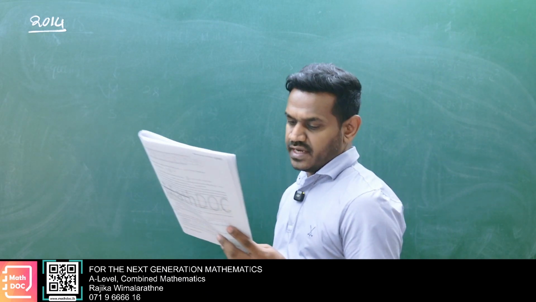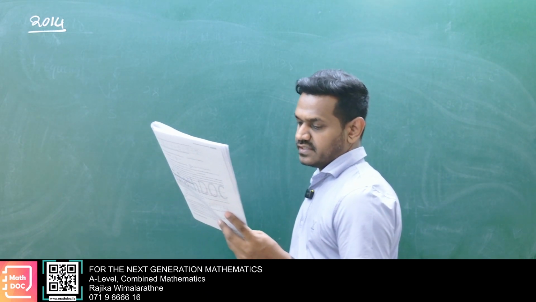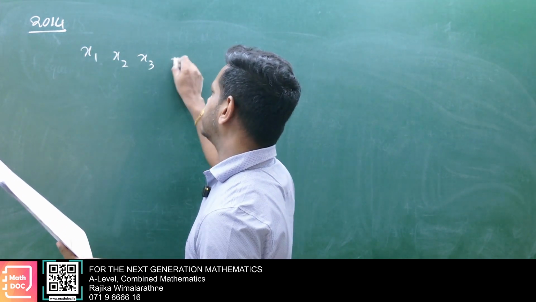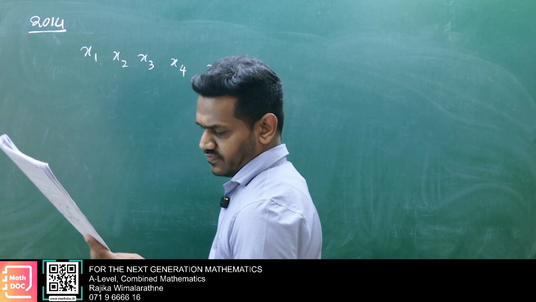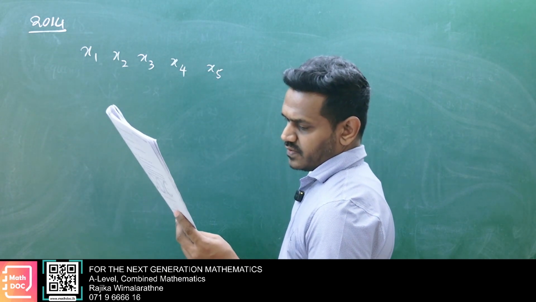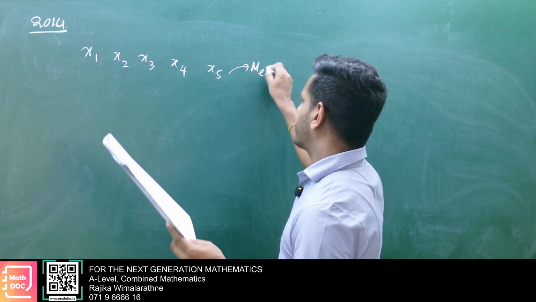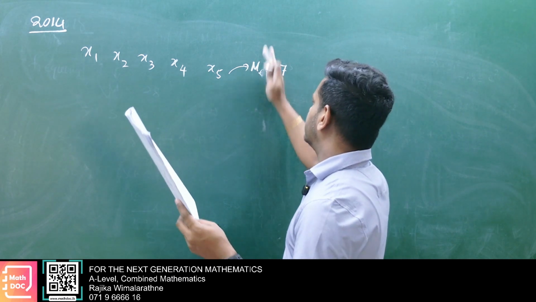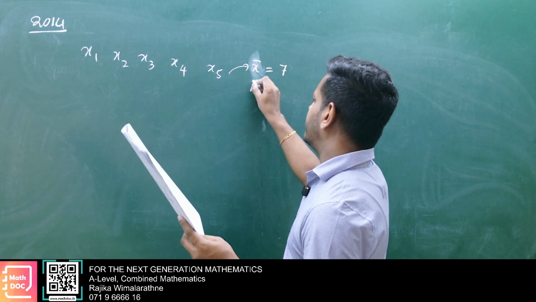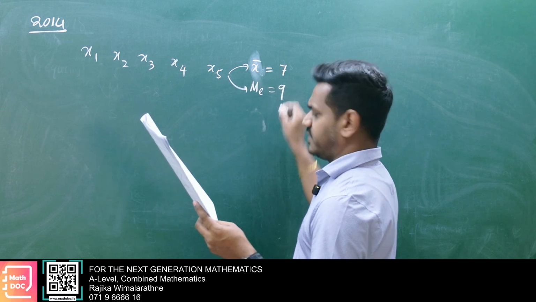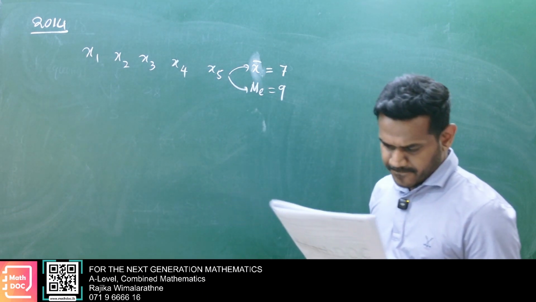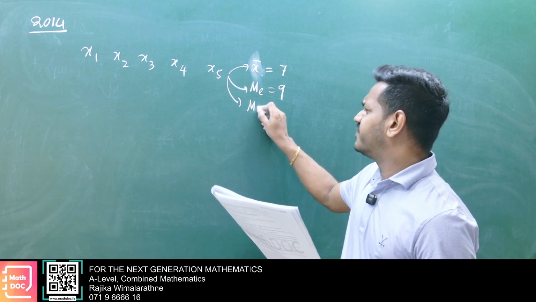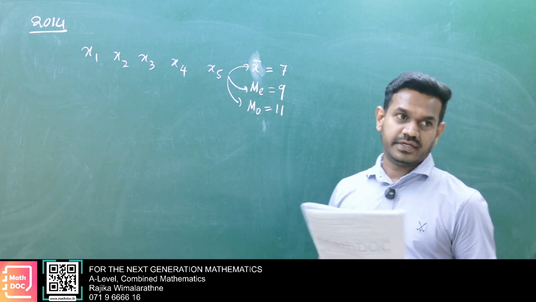2014. The mean and the median of 5 observations, say x1, x2, x3, x4, x5. Median 7, mean x bar 7, median 9. The only mode of the observation is 11. There's only one mode.